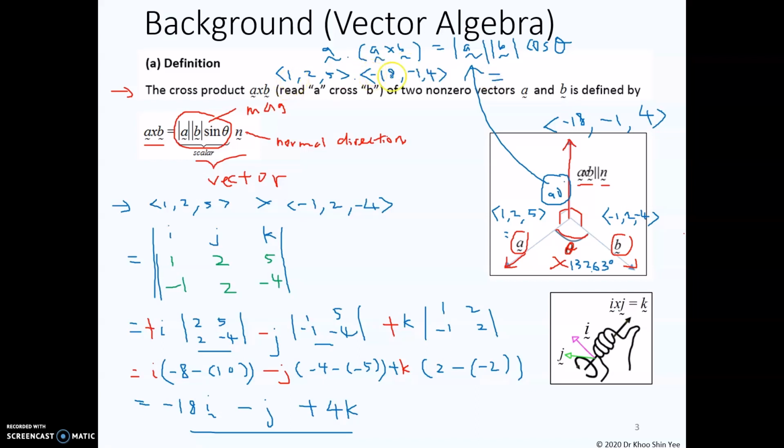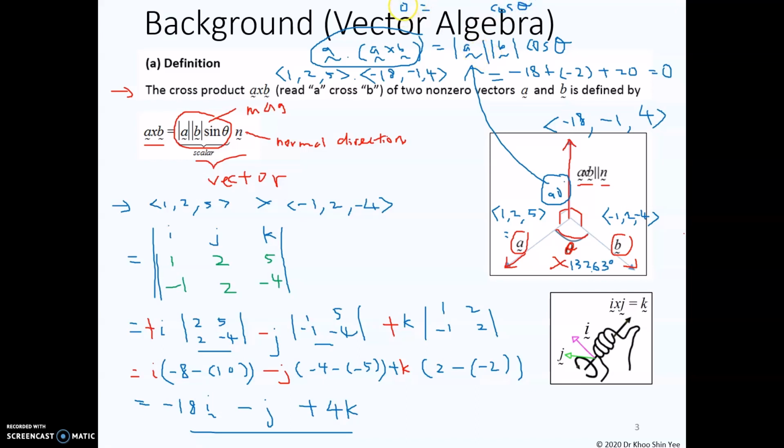1 multiply negative 18, you obtain negative 18. Continue. 2 multiply negative 1, you obtain negative 2. 5 multiply 4, you obtain 20. So 20 minus 18 minus 2, you obtain 0. So this is the result on your left hand side. So 0 equal to cos angle.